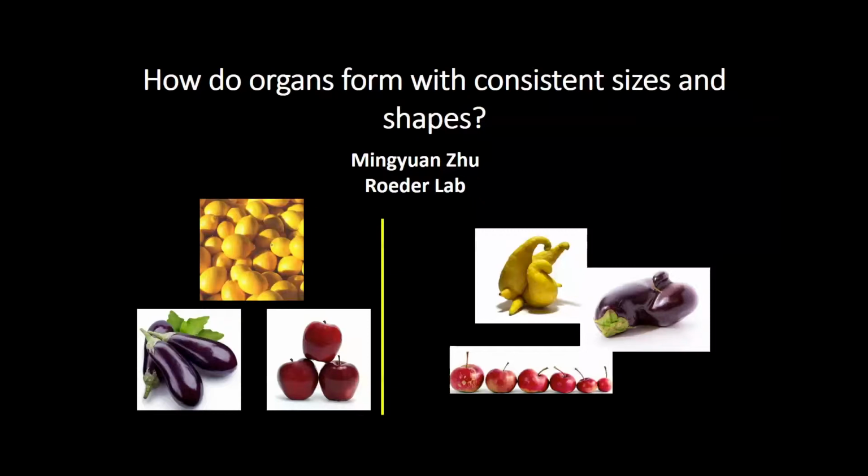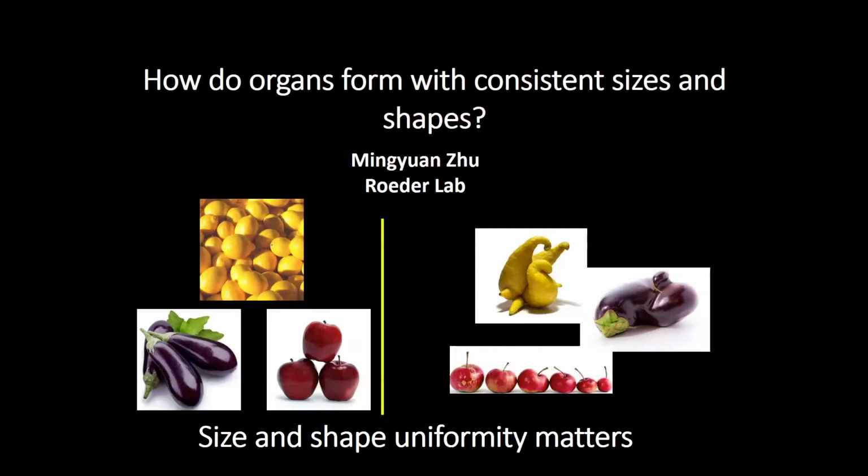But before I talk about my project, I want to do a quick test. Look at the two groups of the fruits and vegetables shown here. Which group do you prefer? Anybody prefer the lemons and the eggplants on the left? Please raise your hand. Oh, okay. Anyone like the apples with variable sizes? Oh, okay. So it seems people prefer more uniform agricultural products. So the shape and size uniformity indeed matters.